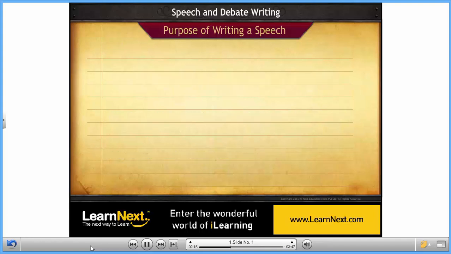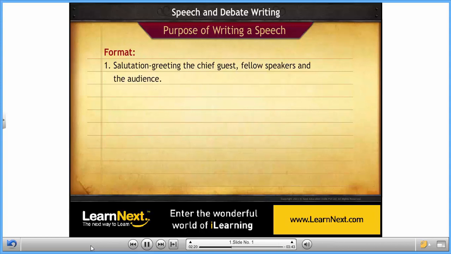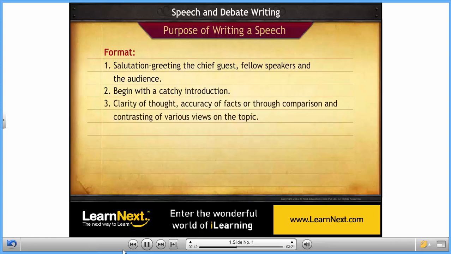Format. Salutation. The speaker should start by greeting the chief guest, fellow speakers and the audience. It must begin with a catchy introduction, maybe by using a quotation, any statistical data or a thought-provoking question. The speaker should express his or her views on the topic with clarity of thought, accuracy of facts.